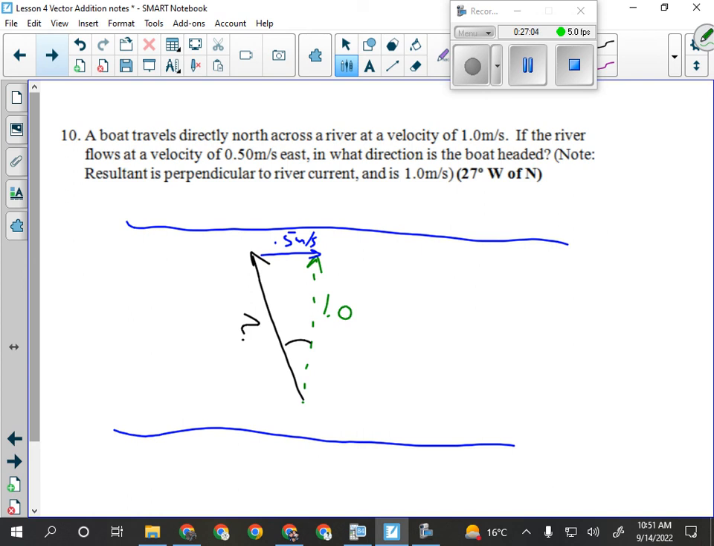Okay? So in questions like that, it'll often outright say, I just gave you the resultant, here it is. Okay, draw the resultant on there, then connect the dots.